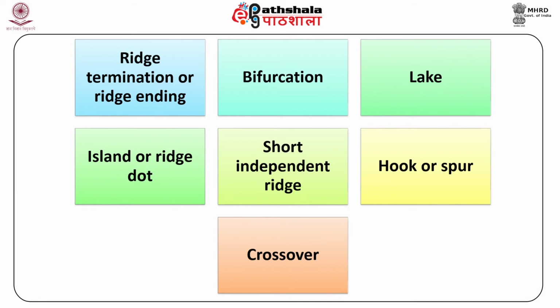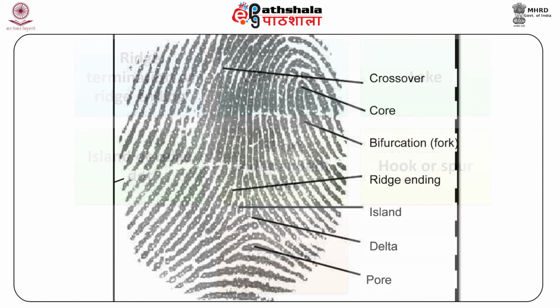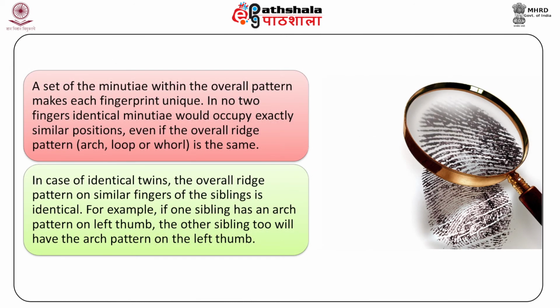Next, crossover. In this, two parallel ridges are joined by a single small ridge. For example, three minutiae are identified. These are bifurcation, ridge ending or termination, and island or ridge dot. A set of minutiae within the overall pattern makes each fingerprint unique.